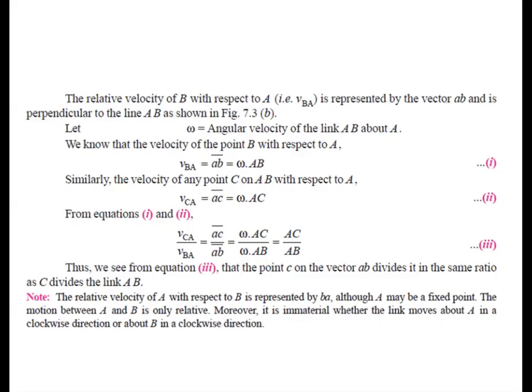Then let omega be the angular velocity of the link AB about A. Omega is the angular velocity and V is the normal linear velocity. First you understand the difference between omega and V. All of you know these things, or do I have to tell this? So one velocity component is in the form of angular velocity. This is represented by omega.